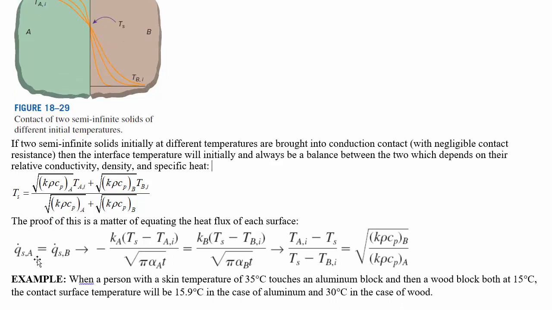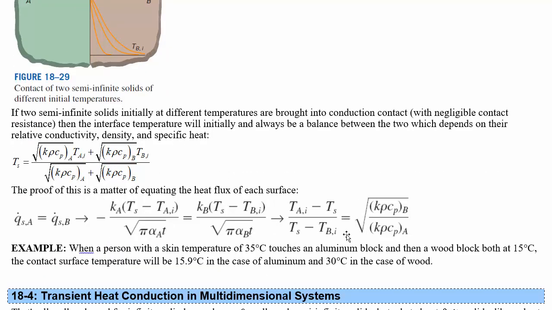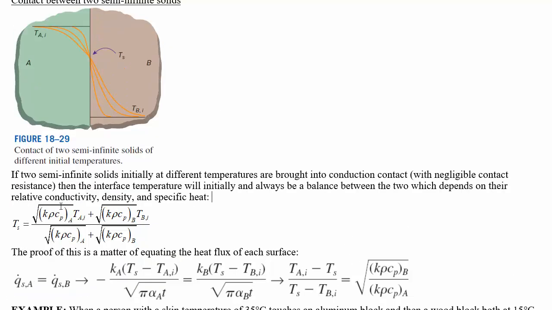So to get this proof, you set that the heat flow from one by conduction is equal to the heat flow into the other by conduction. Now, the heat flows inside each object depend on their specific properties. After equating everything, you end up with this temperature distribution and then the surface temperature depending on this ratio of properties. So it depends on the initial temperatures of A and B and the properties of A and B.